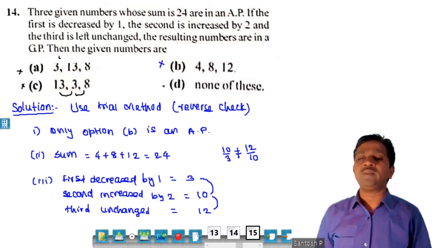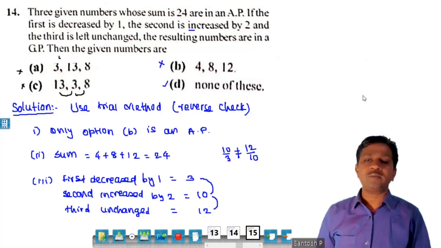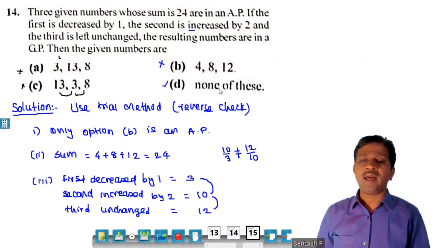So the answer is D. Instead of the second term being increased, if it is given that the second term is decreased by 2, then that last condition will also be satisfied. Now presently the answer is option D.